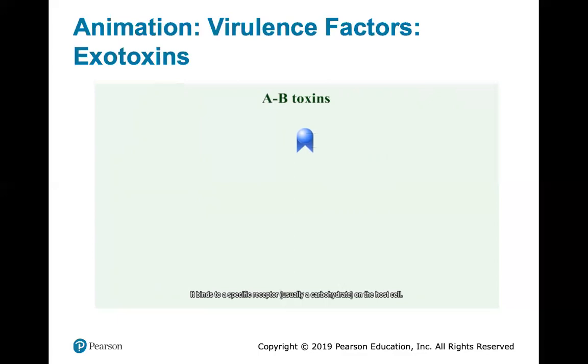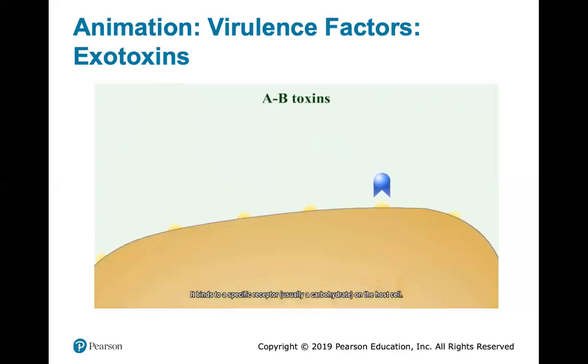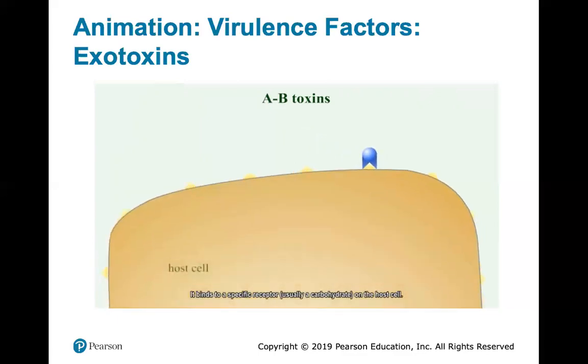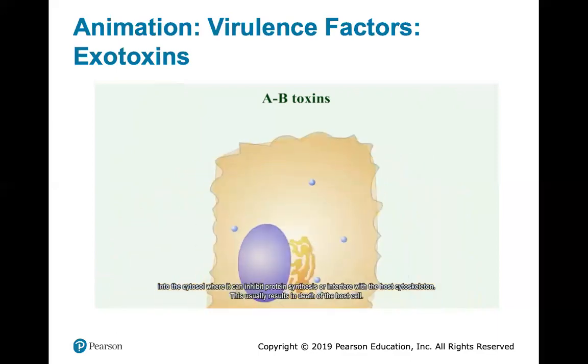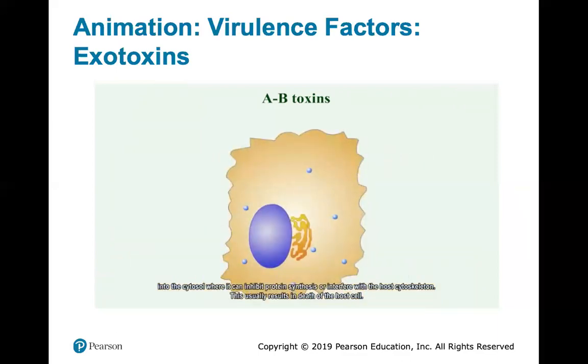It binds to a specific receptor, usually a carbohydrate on the host cell. Once the B domain attaches, the host cell uses endocytosis to bring the exotoxin inside. Then, the B domain opens a pore in the endosome, allowing the A domain to escape into the cytosol, where it can inhibit protein synthesis or interfere with the host cytoskeleton. This usually results in death of the host cell.